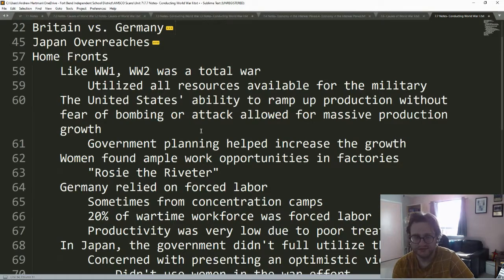Sometimes that forced labor was even in concentration camps, and 20% of the wartime workforce of Germany was forced labor, which is a big problem because that was an incredibly unproductive segment of their labor. They were forced labor, so they weren't necessarily planning on working that hard.